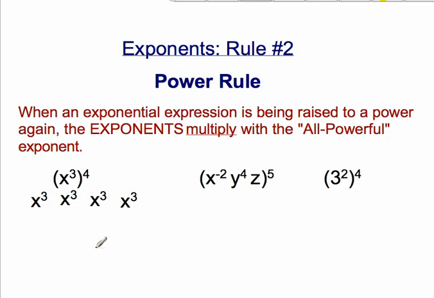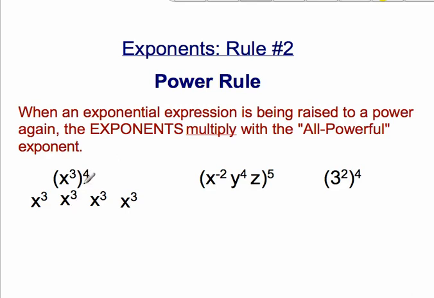Let's take a look at our last rule for today. Today we're going to look at the power rule. And this is basically when we have what I call an all-powerful exponent, an exponent that even has power over other exponents in a problem.